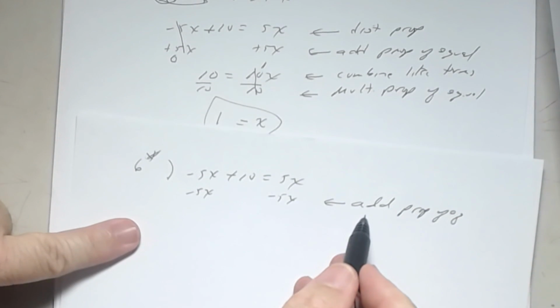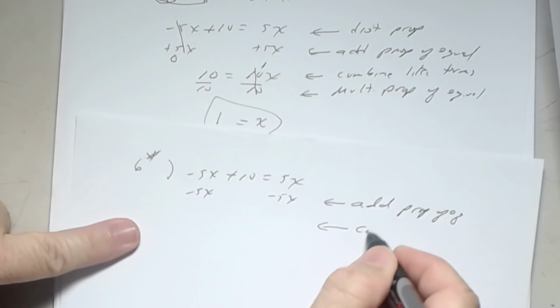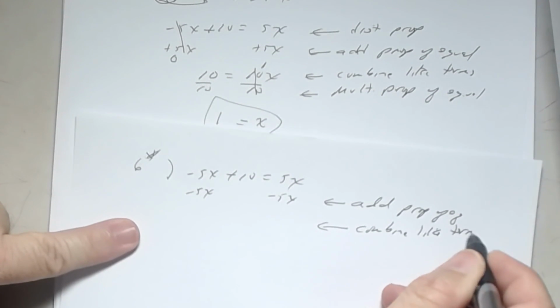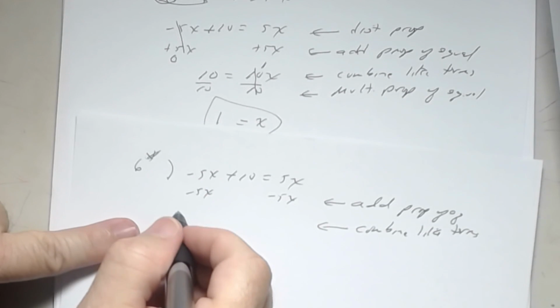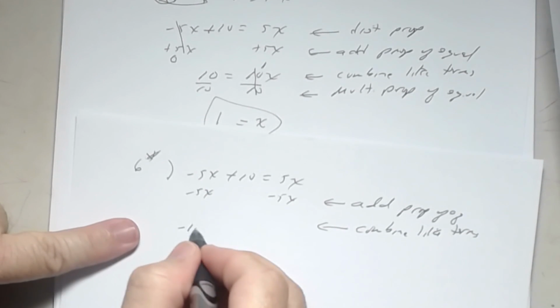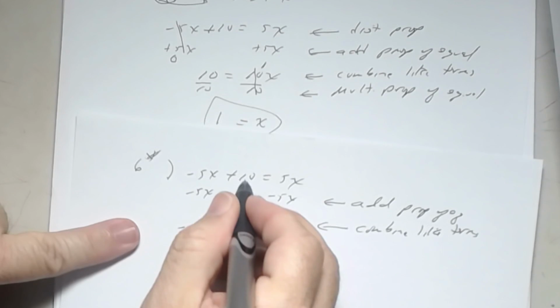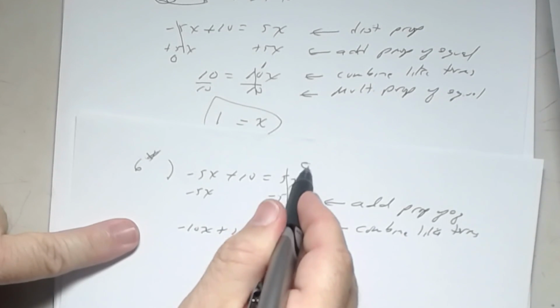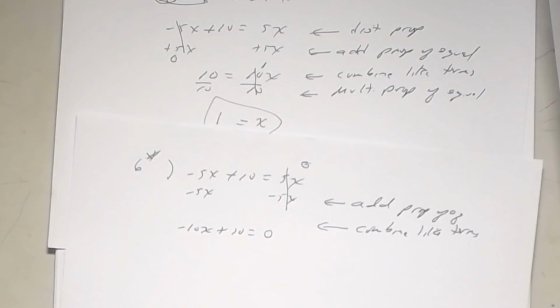Then once you do the addition property of equality, next step is to combine like terms. What's a negative 5x and a negative 5x? Negative 10x. Plus what? 10. Equal, though, 0. You have to put that 0 there. Okay, a 5x and a negative 5x is 0. All right, now you got to get x by itself, the term x by itself.